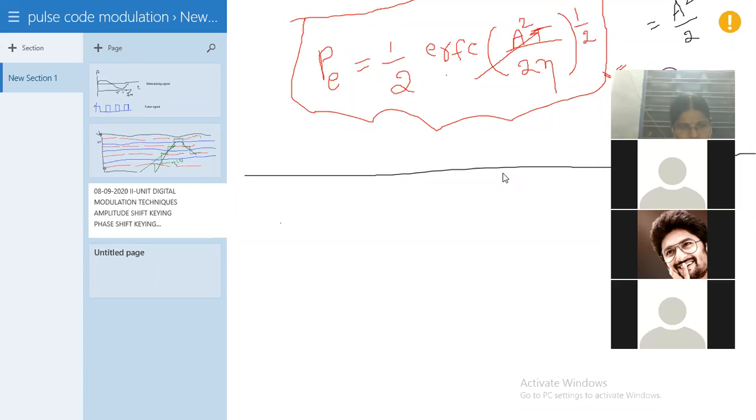Calculate the probability of error of the FSK signal, BFSK signal, binary frequency shift keying. This is also very important. These two were given in last year's question paper. Okay, first we have to write the equations for BFSK.